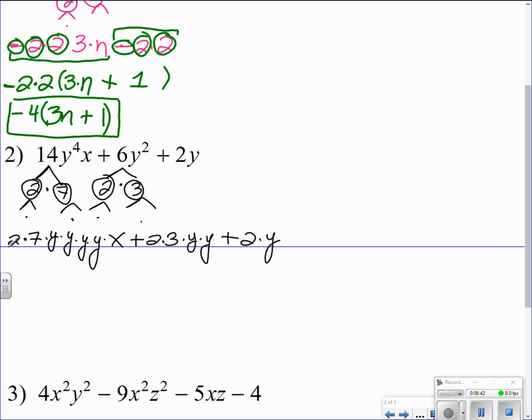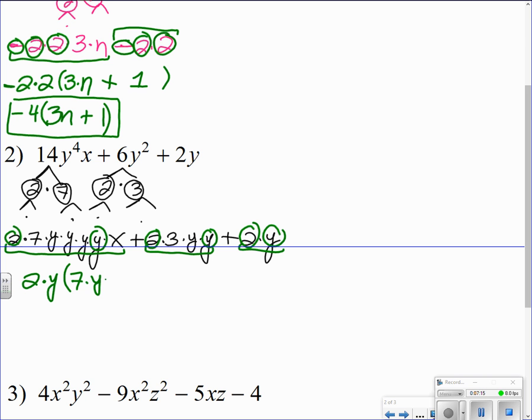Now in this case, there are three terms, 1, 2, 3. Now what do they have in common? They have a y in common. They all have 1 y. They all have a 2 in common. So what they have in common is a factor of 2 and a factor of y. Then parentheses with leftovers. If I take out the 2 and the y, what's left over here is a 7.